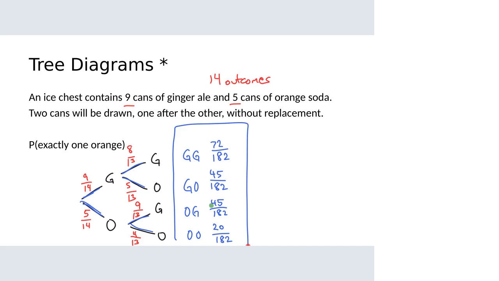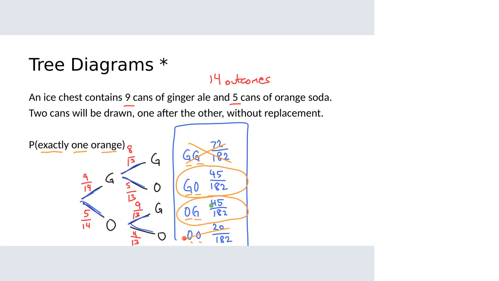And an important thing to note is now I'm done with any multiplying. Multiplying's over. I've done my successive events part. Now I just need to answer questions. And the question here was, what's the probability of exactly 1 orange? Well, there's no orange there. Ginger ale, orange. Yep, that has exactly 1 orange. Orange, ginger ale. Hey, this has exactly 1 orange also.